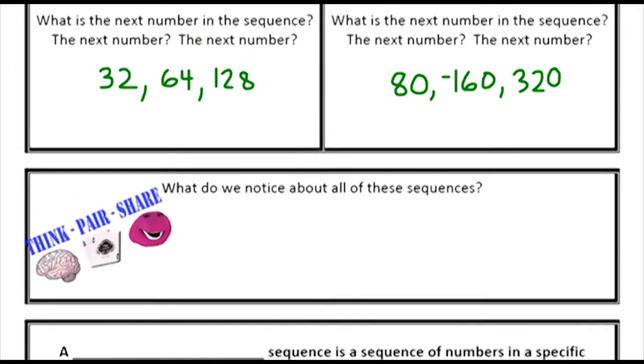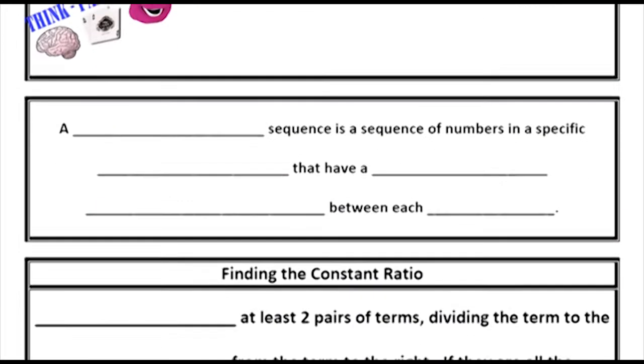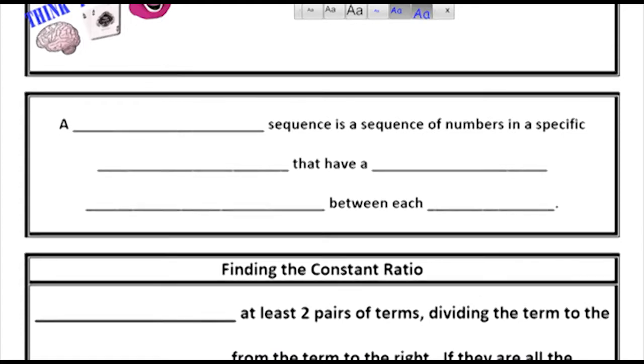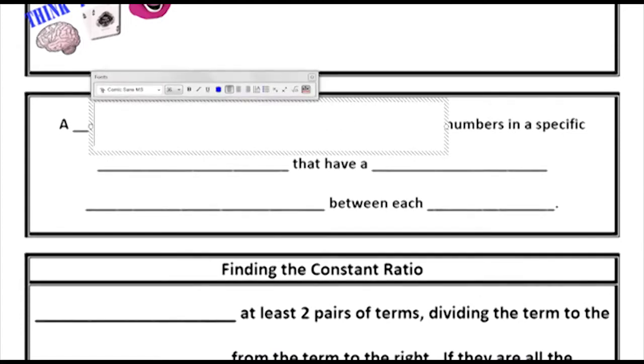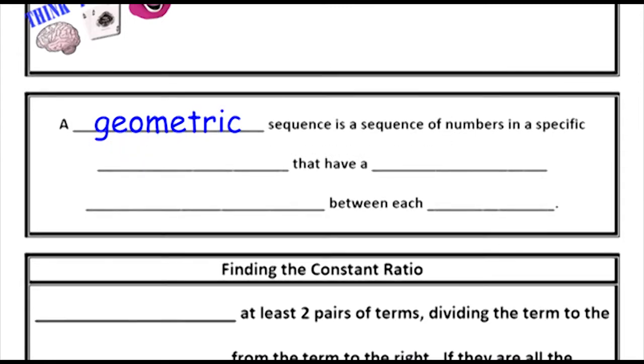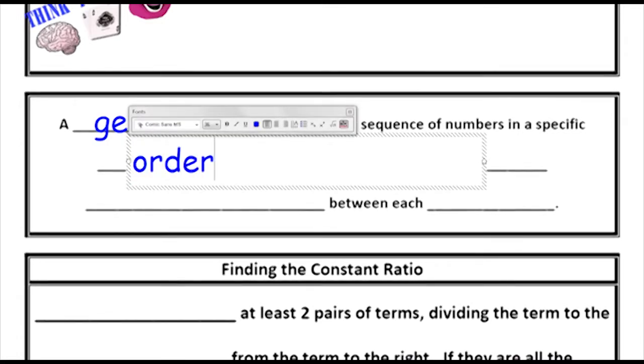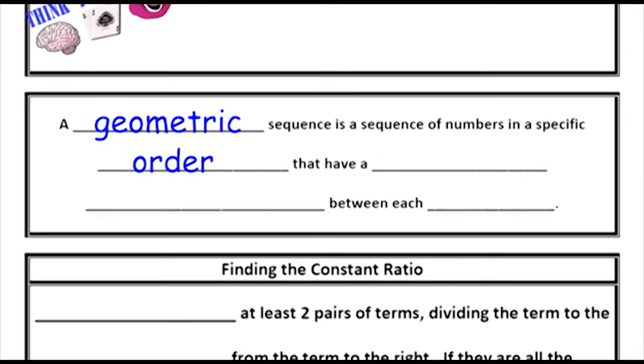A geometric sequence. Now, our definition here is going to be very, very similar to yesterday. A geometric sequence is a sequence of numbers in a specific order. Again, we're not looking at just a random set of data. This is a sequence that follows a specific rule. A geometric sequence is a sequence of numbers in a specific order that have a constant ratio. A constant ratio between each term.